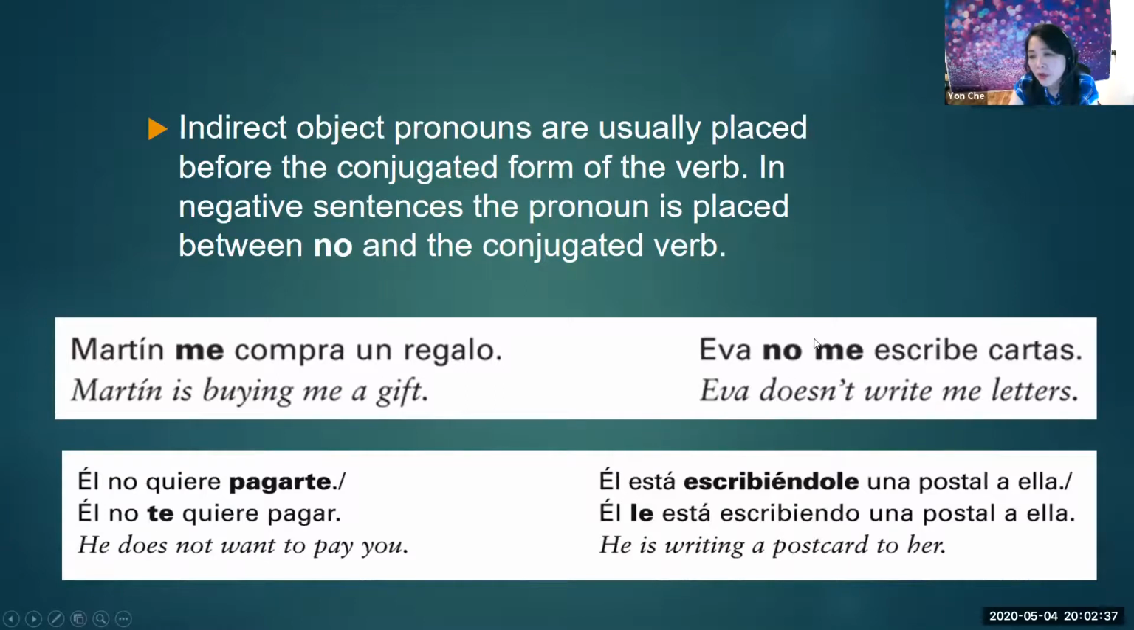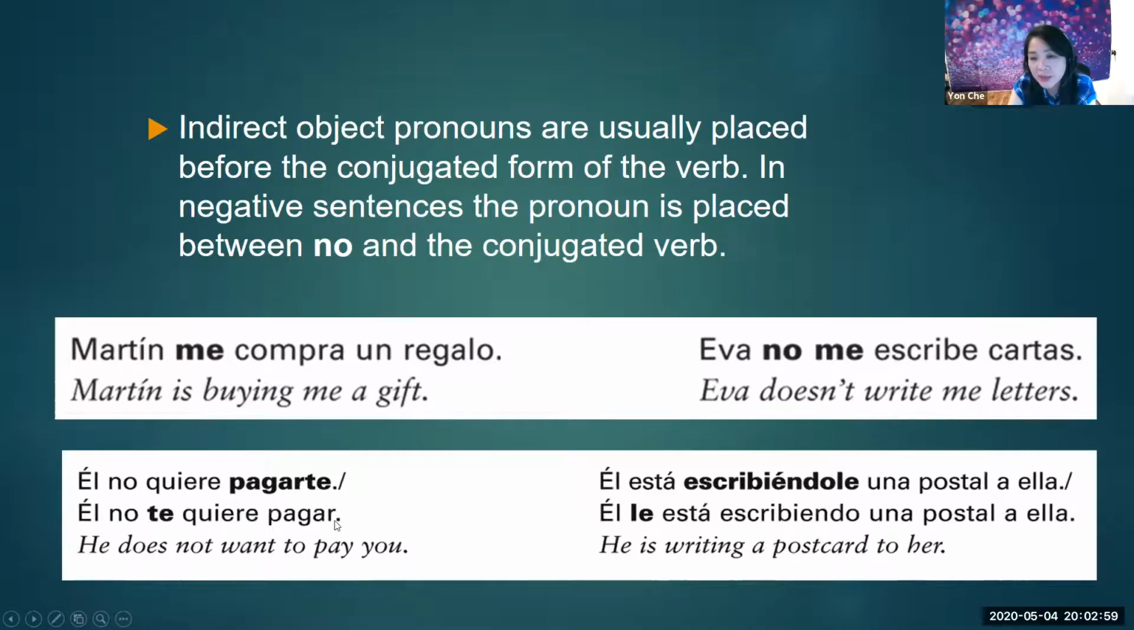If you were to say no, you put no before me, okay. Eva no me escribe cartas. But if you have two verbs, like él no te quiere pagar, how many verbs do you see? 1 and 2. Do you guys remember that we moved the direct object pronoun to the front and to the end of a sentence?